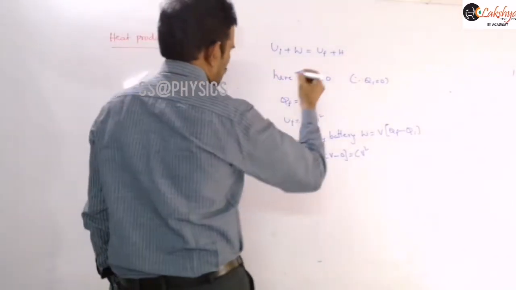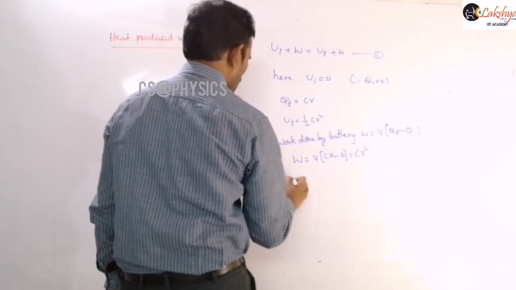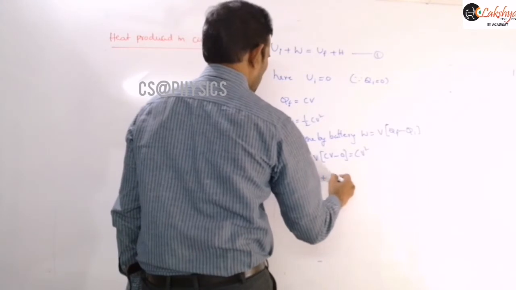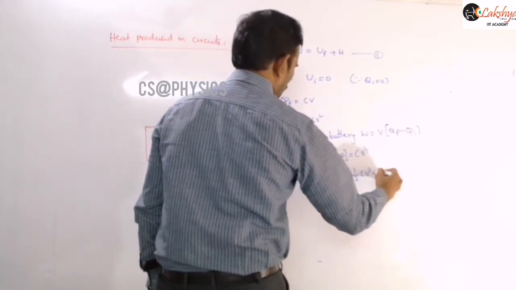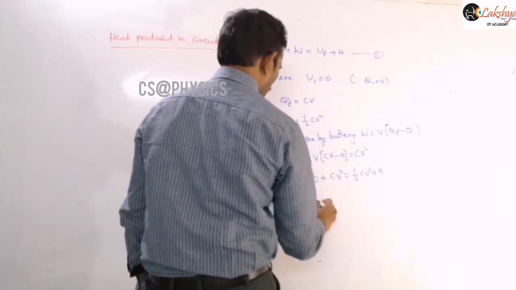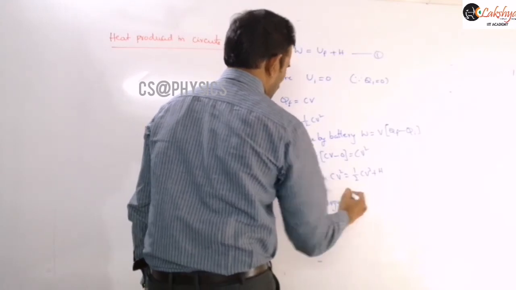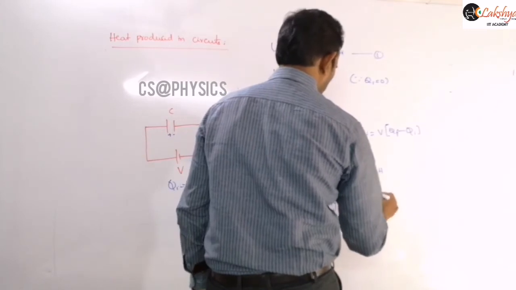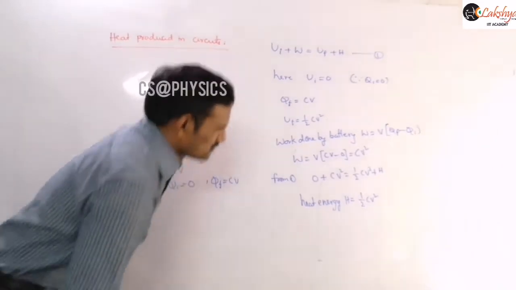And let us substitute those values in this equation. Therefore, substituting in that conservation of energy equation, from equation 1, 0 plus CV square is equal to half CV square plus heat produced. Therefore the heat produced in that circuit will be equal to half CV square, right? So that is the heat energy produced in the circuit here.